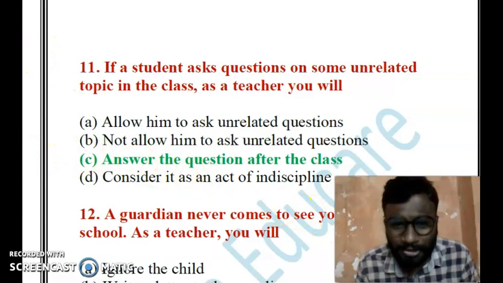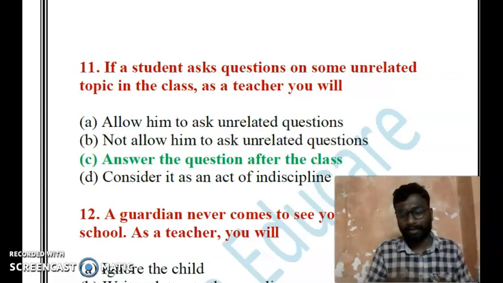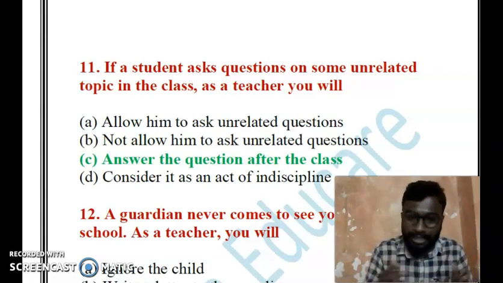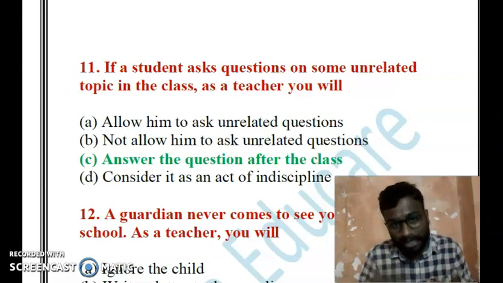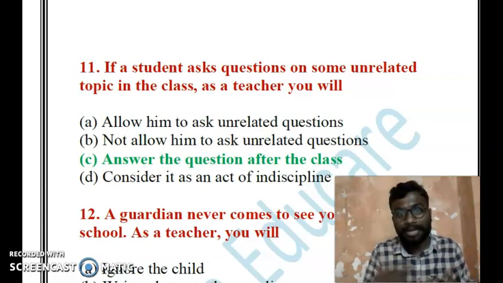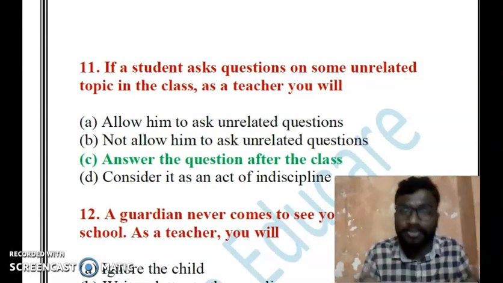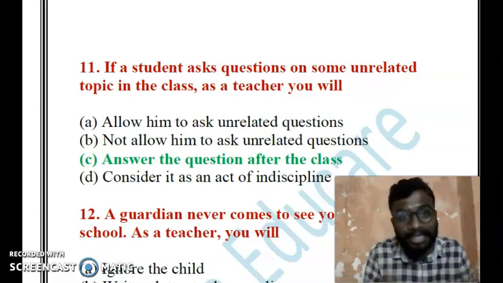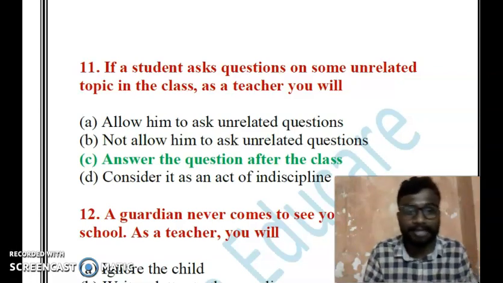If a student asks a question on some unrelated topic in the class, as a teacher, what do you do? If a student asks some kind of unrelated question, then we should answer the question, but not in the class. We have to answer the question after the class. If we start giving answers to unrelated questions in the class, then automatically there is scope for wasting time, and our useful, relevant discussions may get delayed or interrupted. So it is better to answer the question after the class, right?